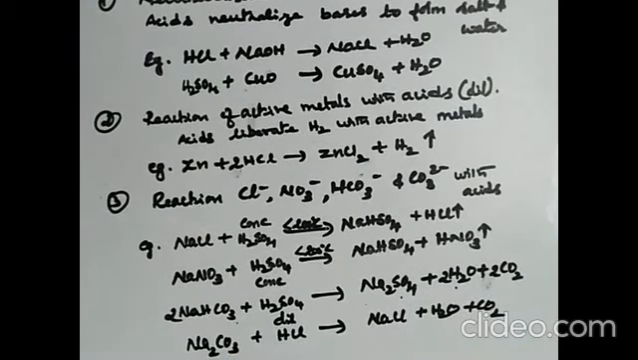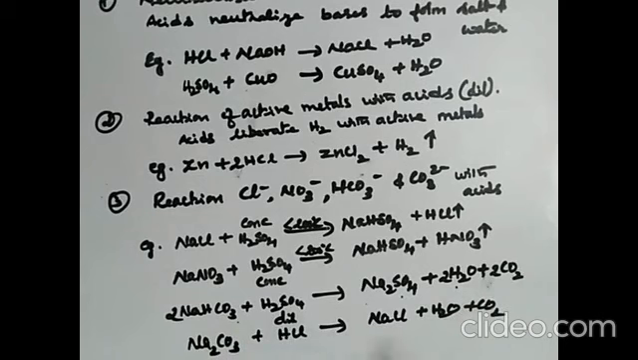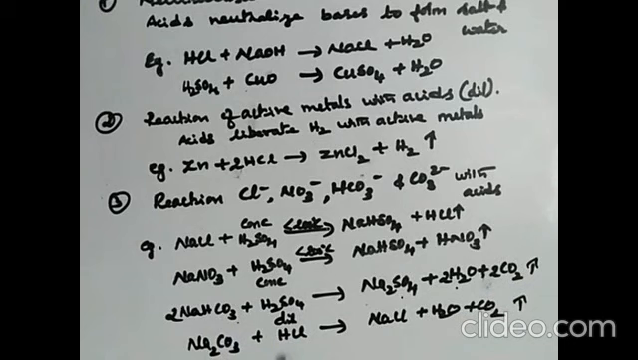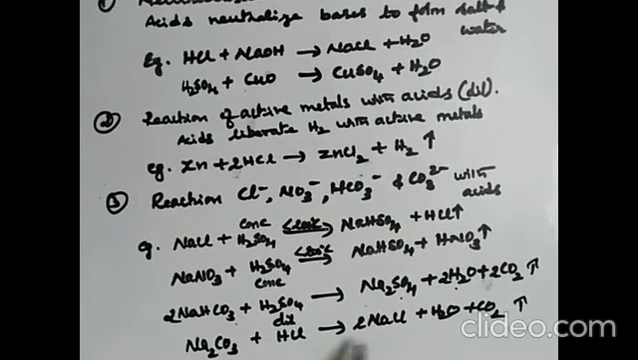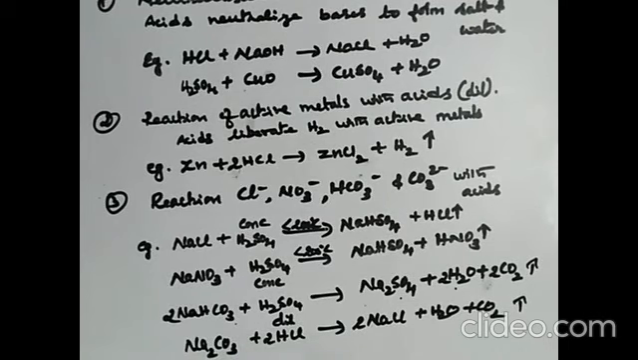The next is an example for a carbonate, sodium carbonate. Sodium carbonate combines with dilute hydrochloric acid to form salt, water and carbon dioxide. Carbonates will give carbon dioxide as one of the products. The sodium carbonate and dilute hydrochloric acid gives sodium chloride plus water plus carbon dioxide. Here again the equation has to be balanced. There are 2 atoms of sodium here, whereas 1 here, so 2 NaCl, and chlorine is 2, so here 2 HCl.